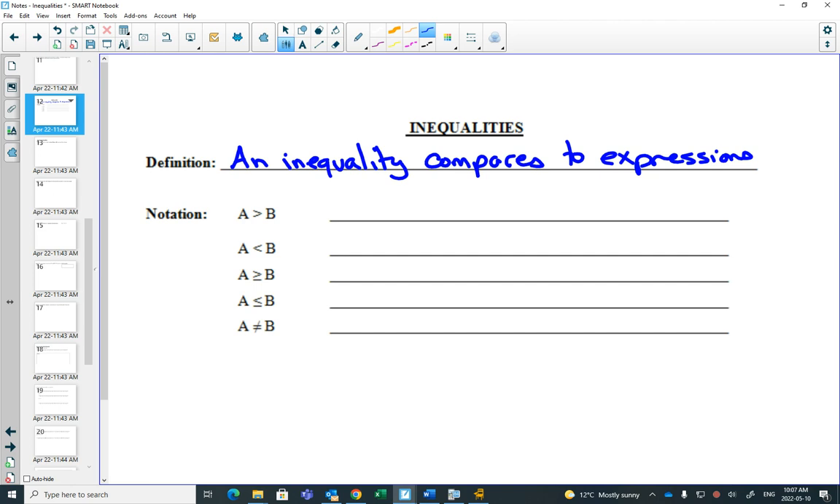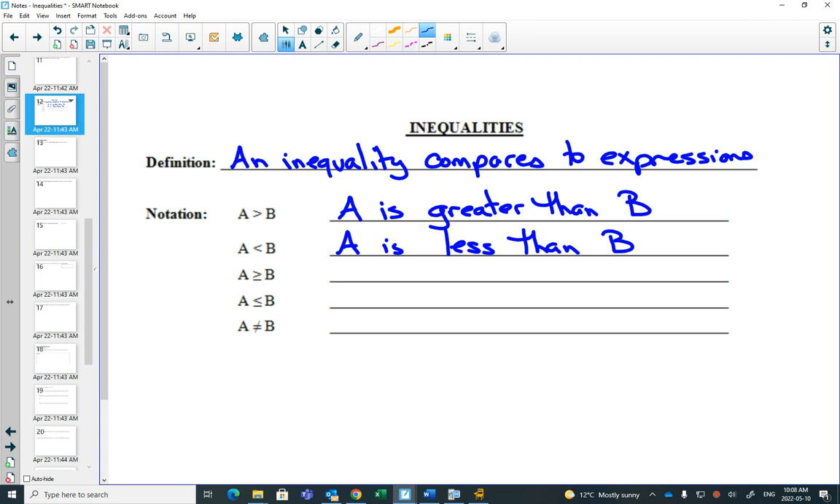And you've seen this notation before, right? What does this symbol mean? A is bigger than or greater than B. The next one, A is less than B.